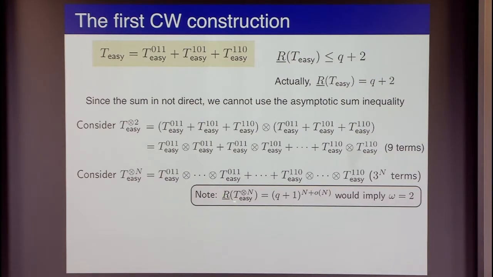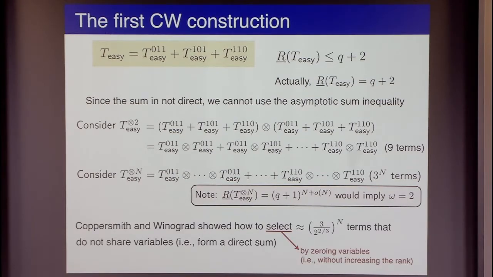Here we will use the fact that the rank of this is upper bounded by (q+2)^n. But if we are able to improve this upper bound from q+2 to (q+1)^n plus something, that will imply omega is equal to 2. This is to show a relation between what I'm explaining here and the conjecture in Chris' talk. And so we have 3^n terms.